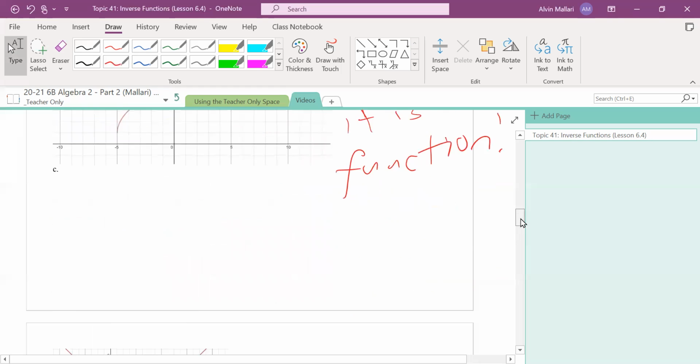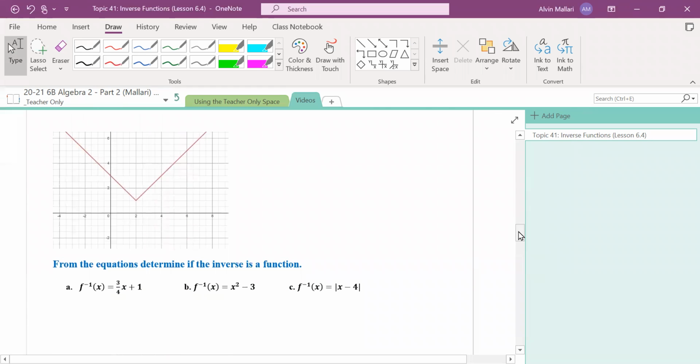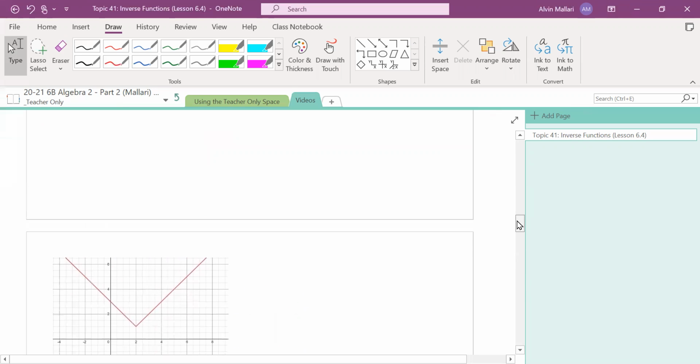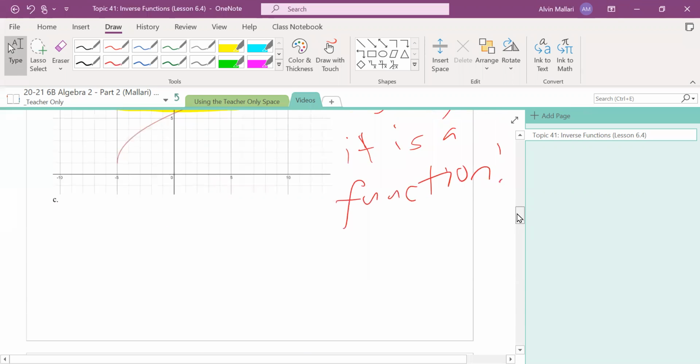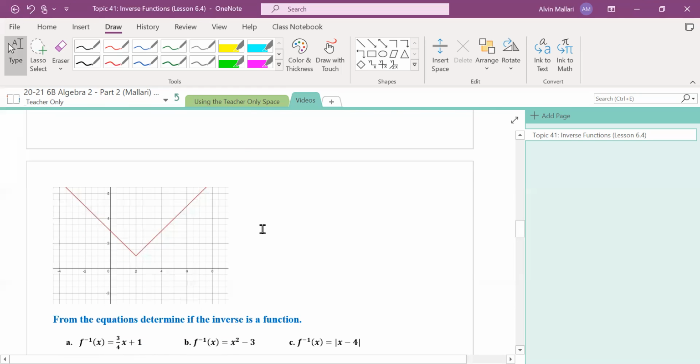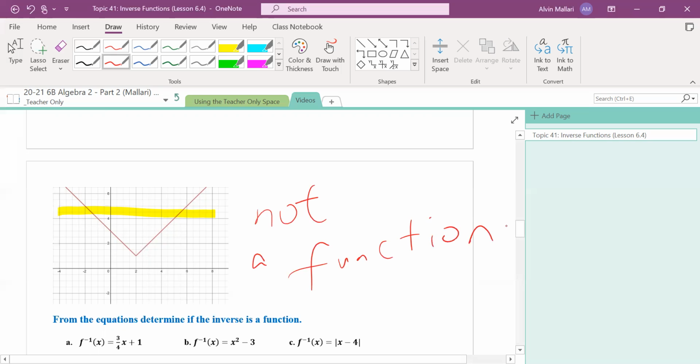Okay, now moving on to the next one. So in here we have a v-shaped absolute value function, and let's have a horizontal line test. See how the horizontal line hits 2 points. So in this case, this is not a function.